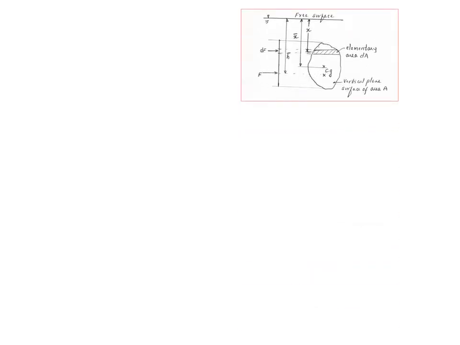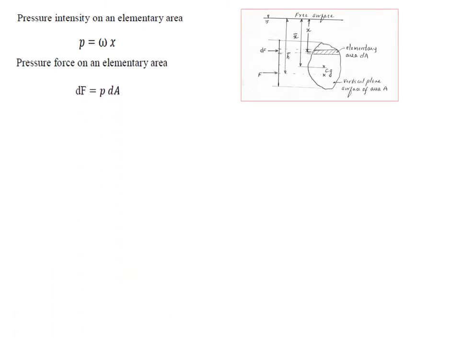Now consider an elementary area dA at a distance x. If you want to find the pressure intensity on that elementary area, you have to take the vertical distance to the elementary area, which is x. Therefore it is omega into x, so the pressure intensity on the elementary area is P equals omega x. If you want to find the force, you have to multiply by the area dA. Therefore the pressure force on the elementary area, dF, will be equal to P into dA, but you know that P is omega x, so it is omega x into dA.